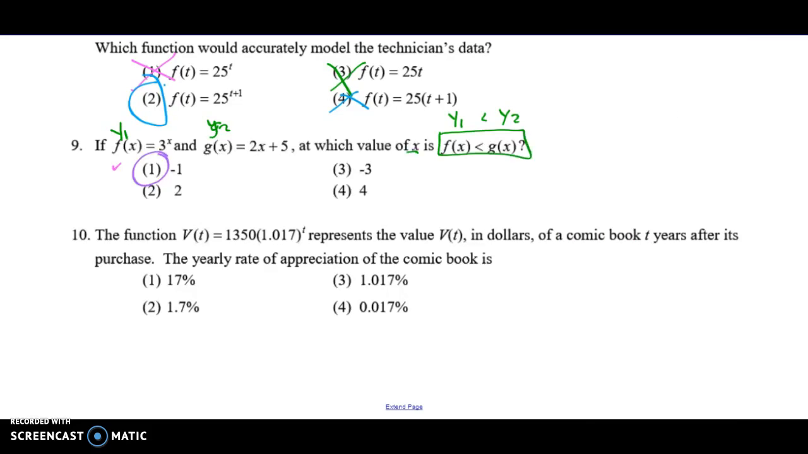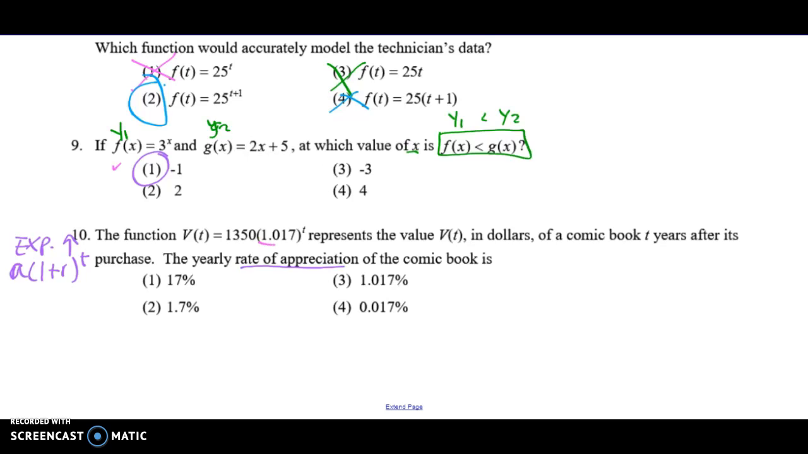Number 10. The function b of t equals 1,350 times 1.017 to the t represents the value b of t in dollars of the comic book t years after it is purchased. The yearly rate of appreciation of the comic book is. Looking at the setup and having words like yearly rate of appreciation, that needs to make you think of exponential functions. Appreciation means a positive thing, so it's exponential growth. And because of that terminology, it also should make you think of that formula where it's a times the 1 plus r to the t.